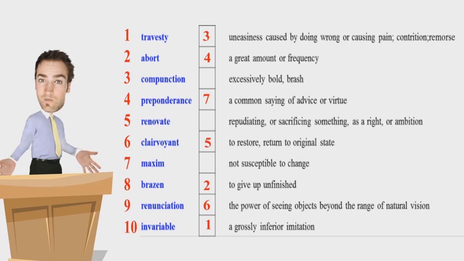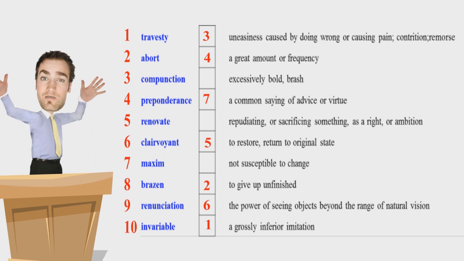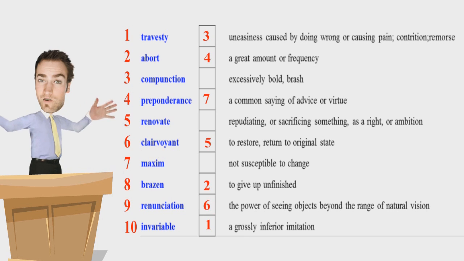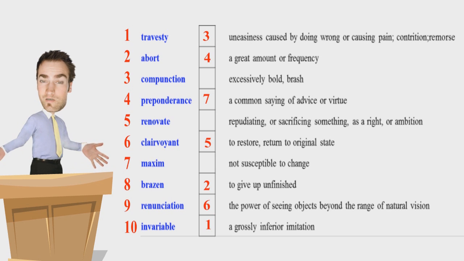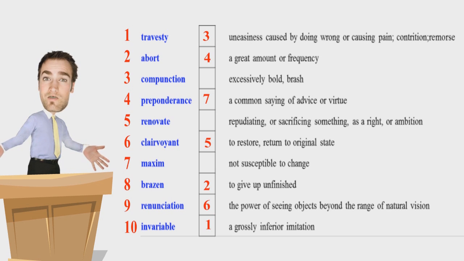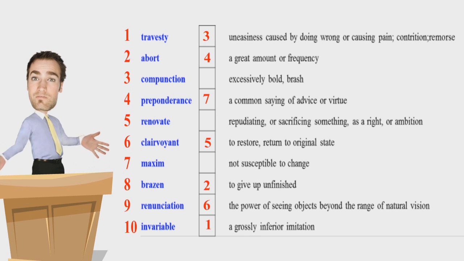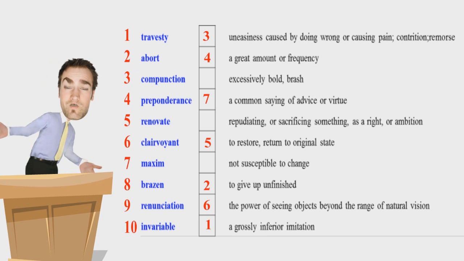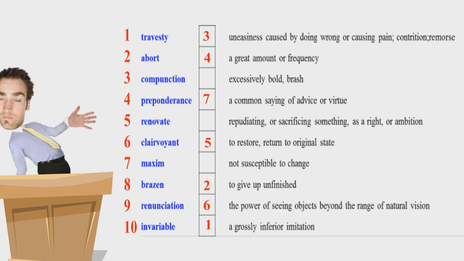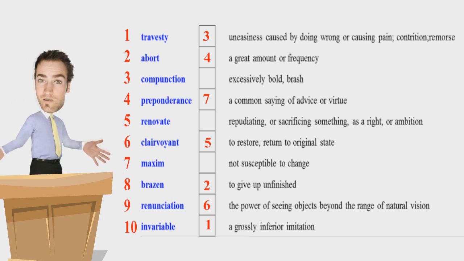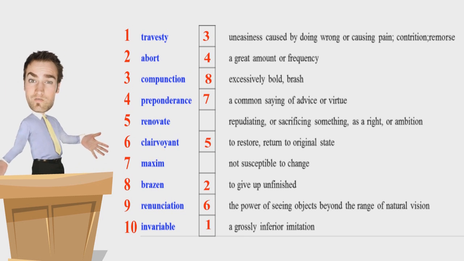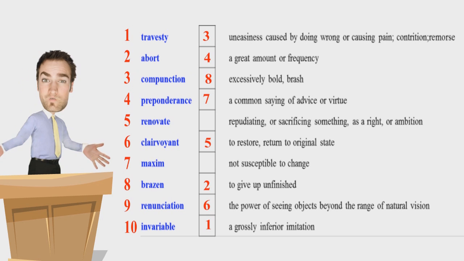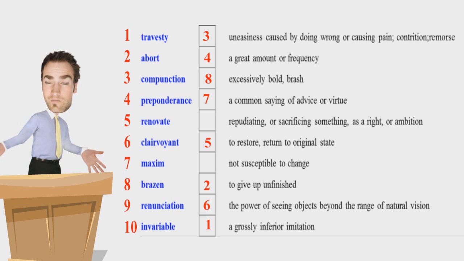It's one of the few words that we get from Old English. It's not a Latin-related word. It's from braesen, which is the Old English form of the word brass. And in olden days, brass was considered a very, very hard material. So if you were very hard and very brash, which comes from the same word, you were brazen. So the word brazen should be paired up with excessively bold or brash. Our next word is renunciation.